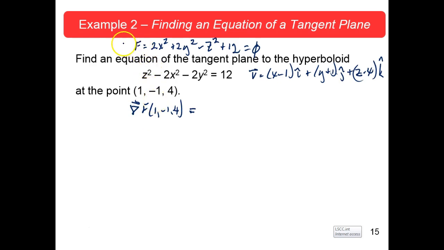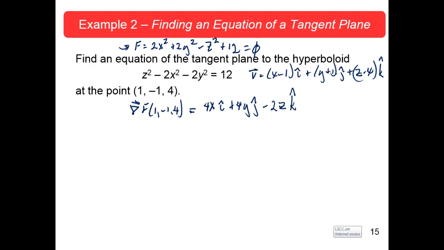what's the gradient of that function? Here's your f. What's the gradient? Anyone remember how to do it? 4x. It's a vector, though. That's going to be the one in the direction of the i vector, plus 4y in the direction of the j vector, second, negative 2z in the direction of the k vector. The 12 doesn't enter the picture at all.